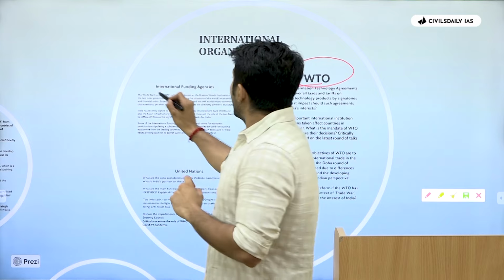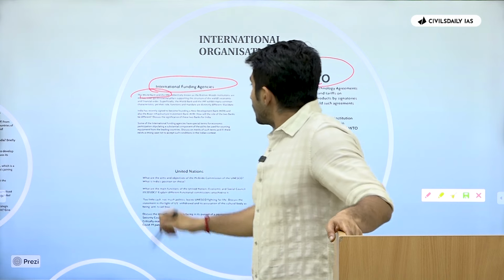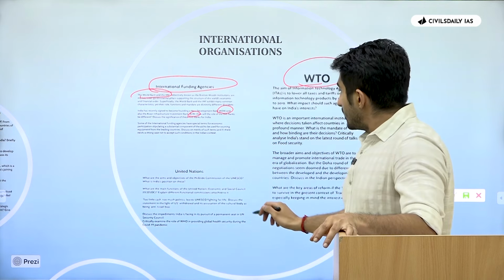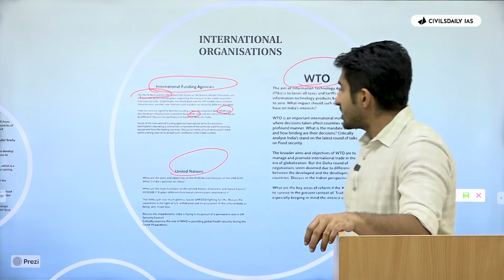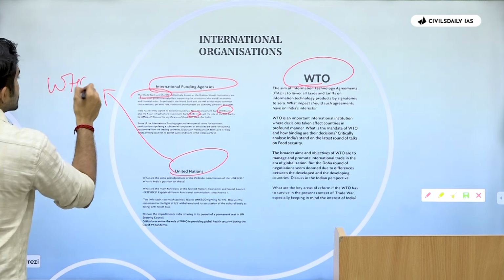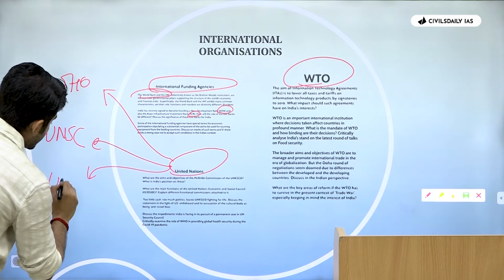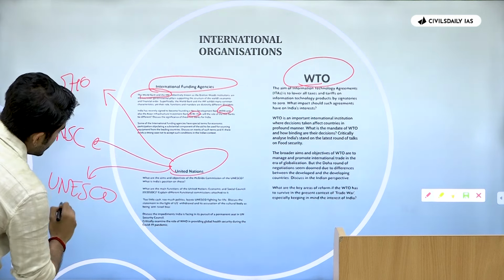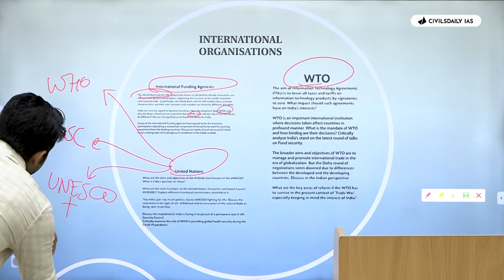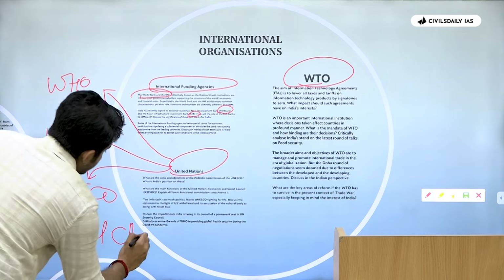Then you have the international funding agencies, such as the World Bank and the IMF, the New Development Bank, AIIB, etc. Then the questions on United Nations have usually hovered around three organizations: WHO, UNSC, and UNESCO. Now, while preparing UNESCO, the one thing please keep a look at is UNESCO and its associated functional commissions.